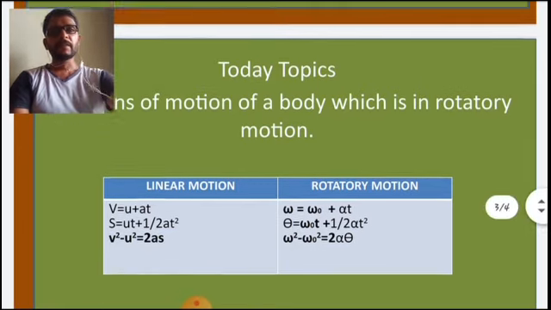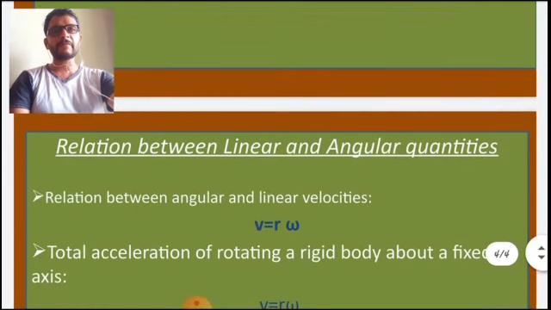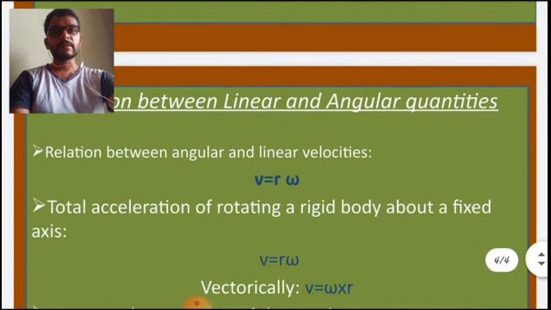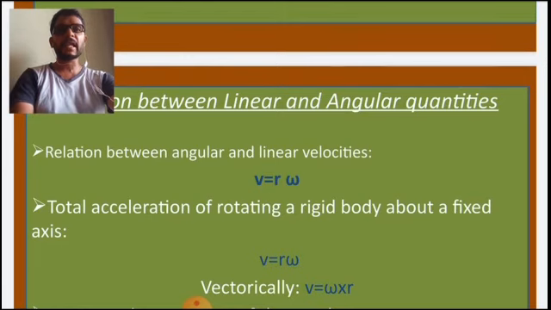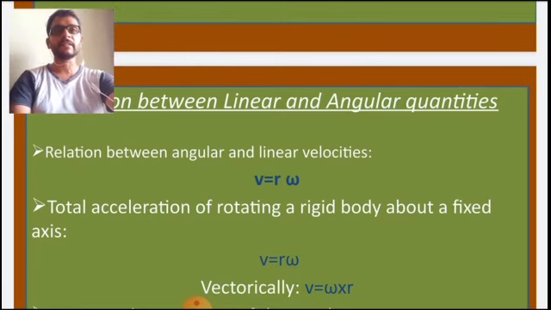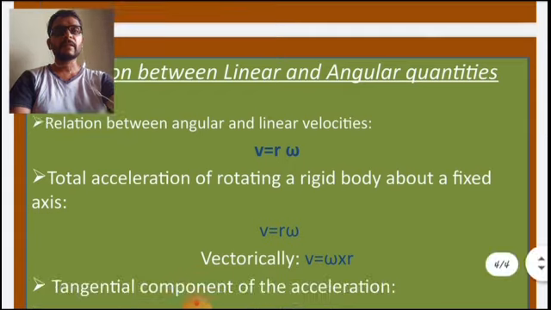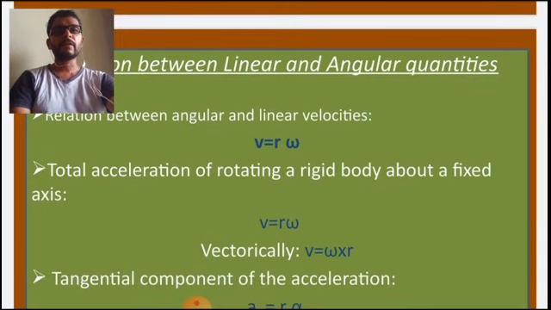So, let us see next, the relation between linear and angular quantities. Let us see. First one, the relation between angular and linear velocities. So, we know that v equal to r omega. Later we will derive that equation. v equal to r omega, where v is linear velocity, r is the radius, and omega is the angular velocity.